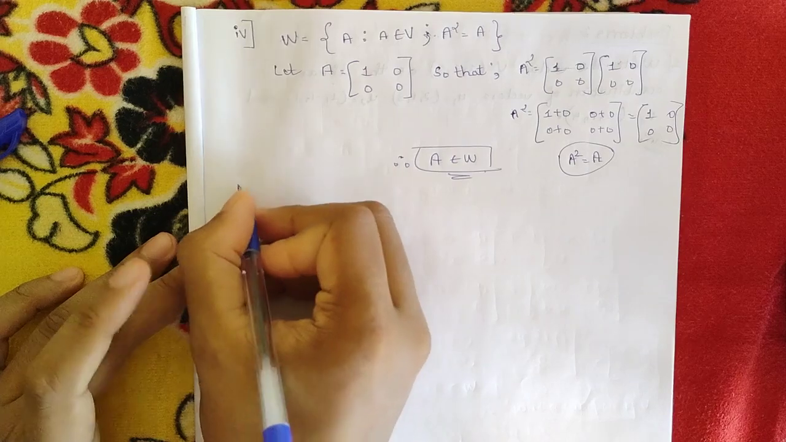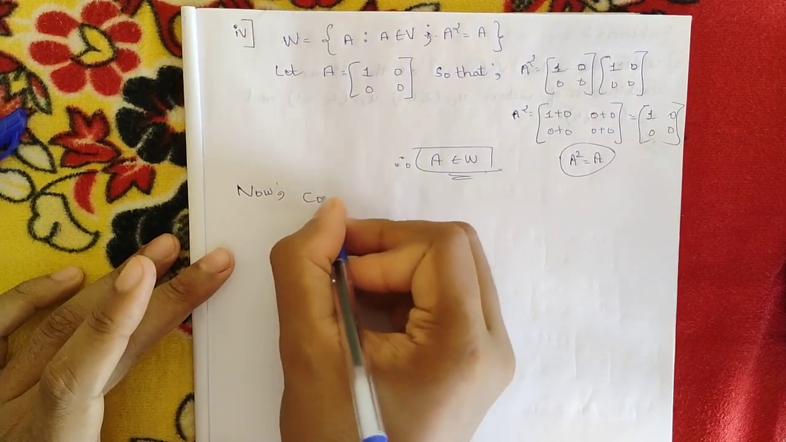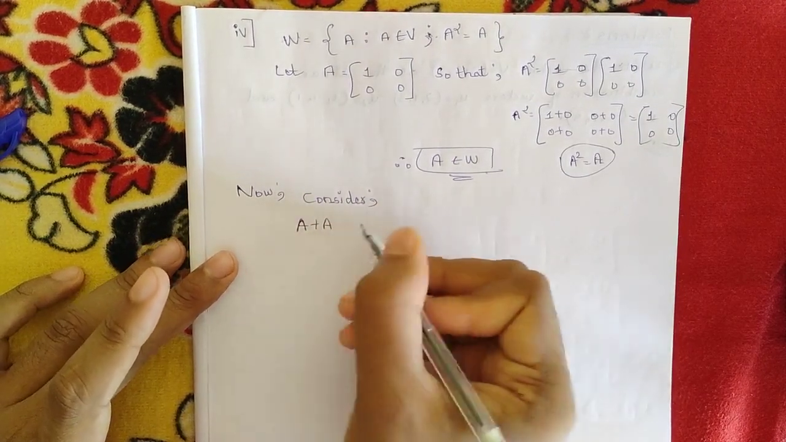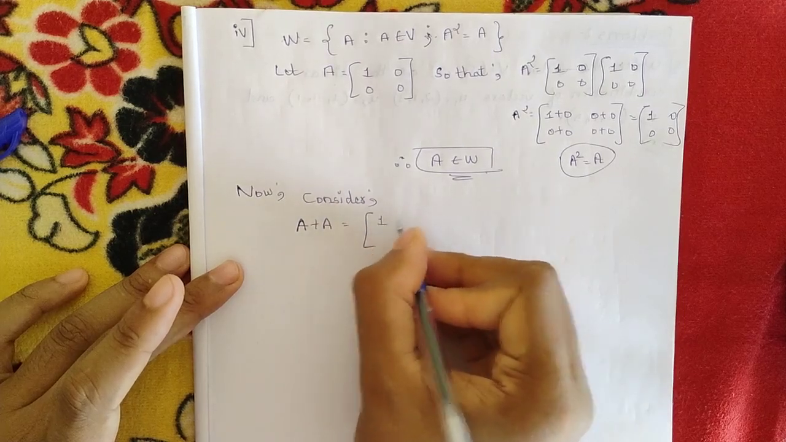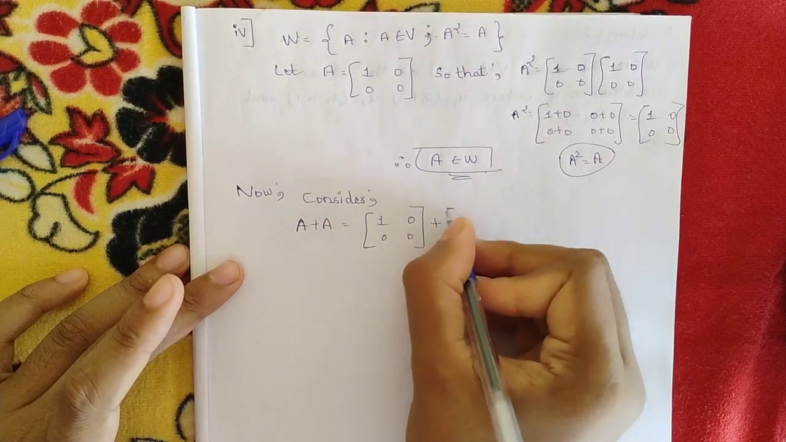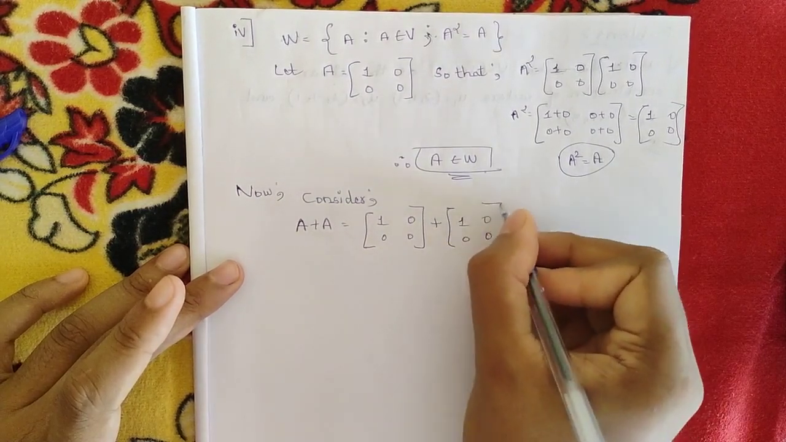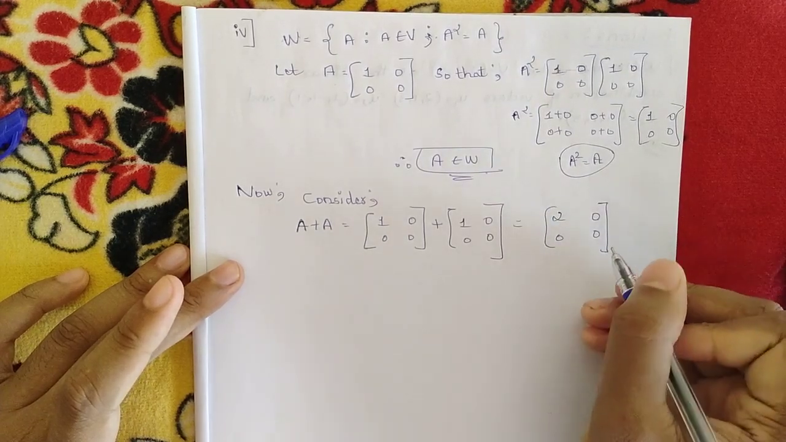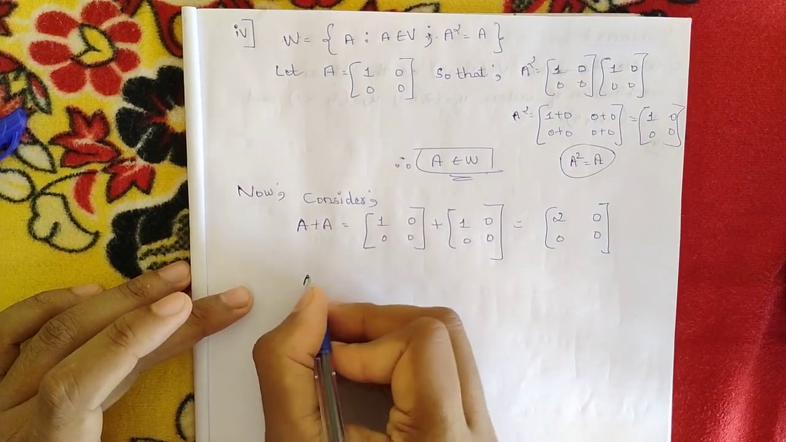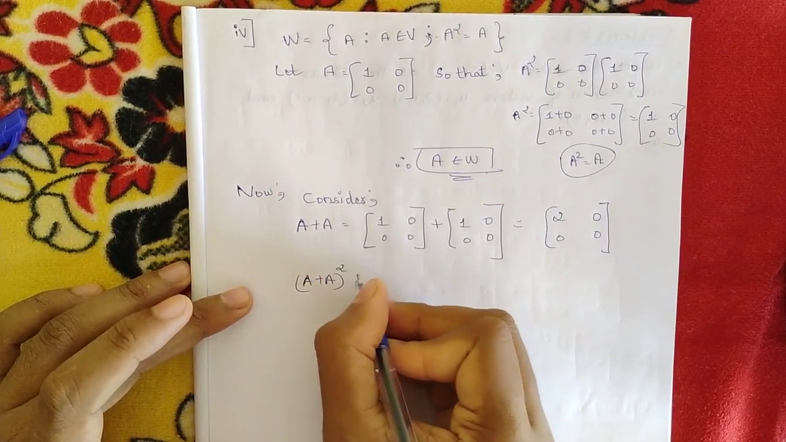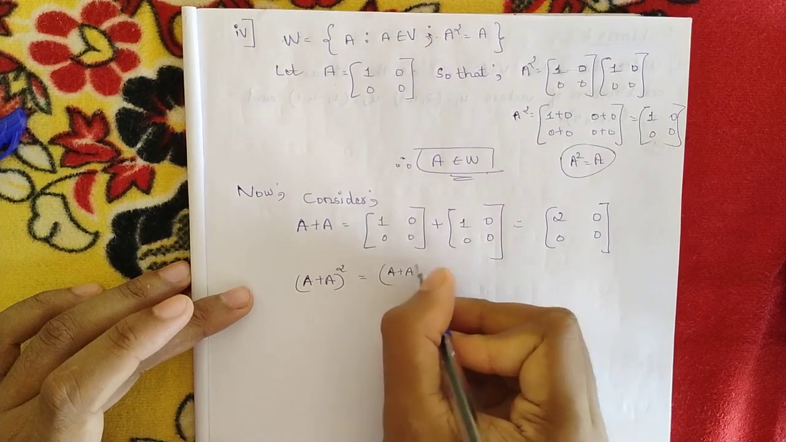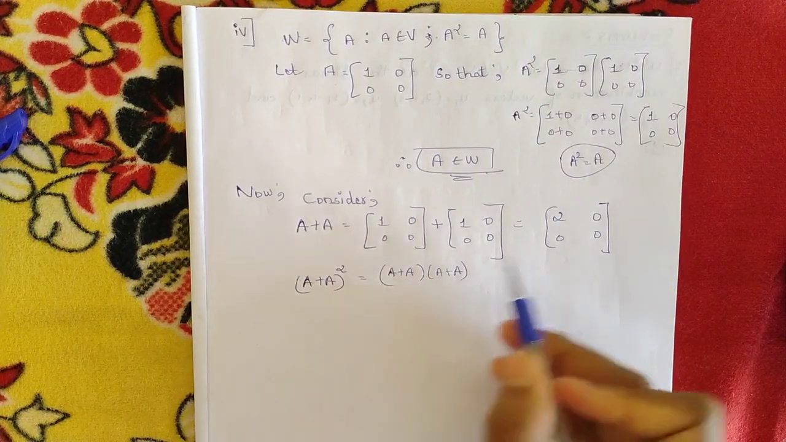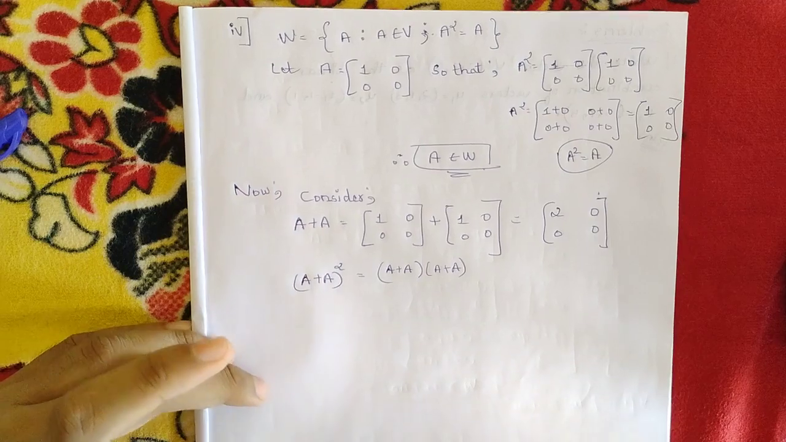Okay, now consider A plus A, that is 1 0 0 0 plus 1 0 0 0. If you add these, you would be getting our answer as 2 0 0 0, right? Now do its square, that is A plus A the whole square. Okay, that is equal to A plus A into A plus A. Now if you do its multiplication, we should be getting our answer as 2 0 0 0. Let us see whether we would be getting this or not.